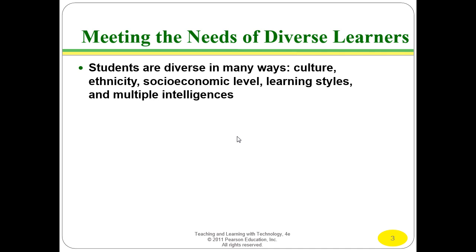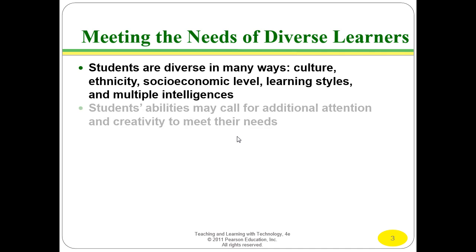First thing we can be sure of is that students are diverse in many ways: cultures, ethnicity, socioeconomic level, learning styles, multiple intelligences. They are all different. No two of them are the same. And based on all of those things.